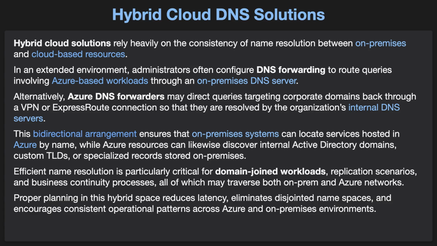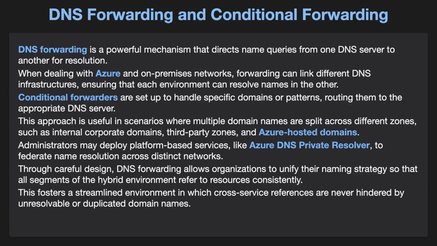Efficient name resolution is particularly critical for domain-joined workloads, replication scenarios, and business continuity processes, all of which may traverse both on-prem and Azure networks. Proper planning in this hybrid space reduces latency, eliminates disjointed namespaces, and encourages consistent operational patterns across Azure and on-premises environments. DNS forwarding is a powerful mechanism that directs name queries from one DNS server to another for resolution.